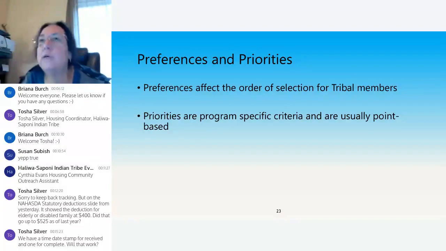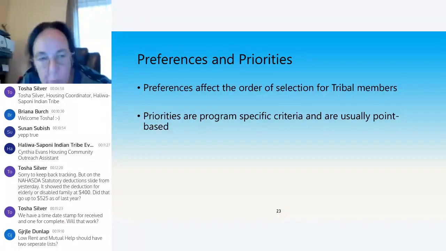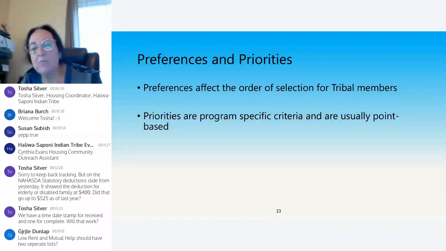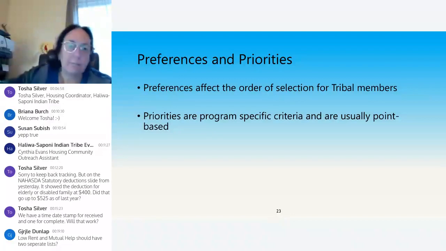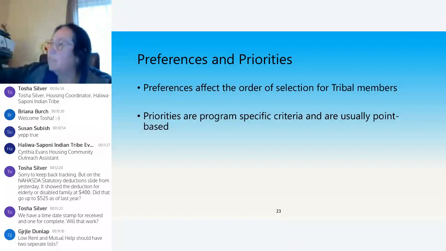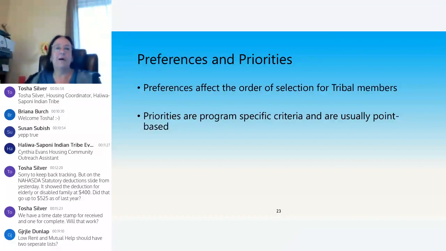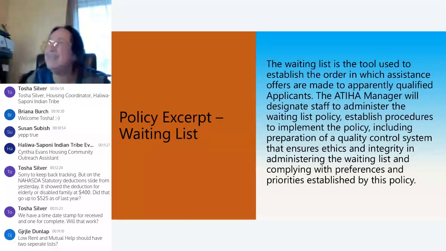You're allowed to put preferences and priorities on your waiting list. Your preferences actually affect the order of selection for your tribal members. A priority is a program-specific criteria and usually point-based. It's an elderly project, so we're going to prioritize the elders for that, or it's home ownership, maybe the priority is going to be for a first-time homeowner. A preference could be a veteran. So they're different things, and you need to know the difference. And you might need to take an admissions and occupancy class or something like that.